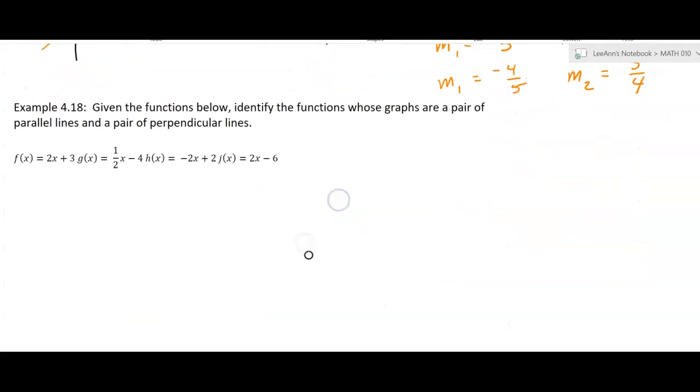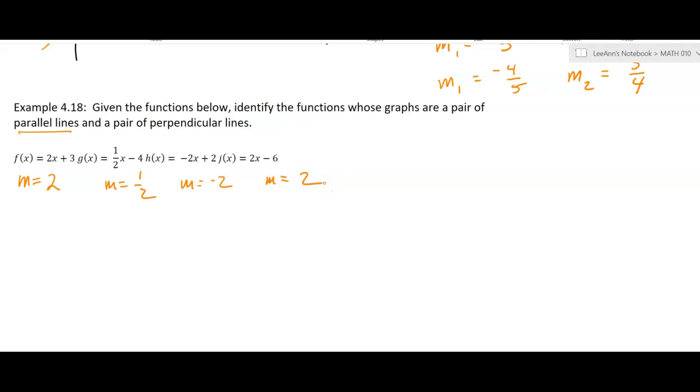Given the functions below, identify the functions whose graphs are a pair of parallel lines. Parallel lines have the same slope. So this has a slope of 2, the f function. The g function has a slope of 1/2. The h function, I wish those were spread out more. I don't know why they didn't type that way, but that has a slope of -2. And then the j function has a slope of 2.